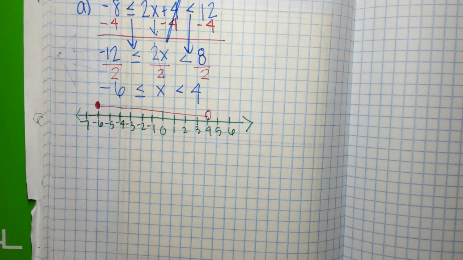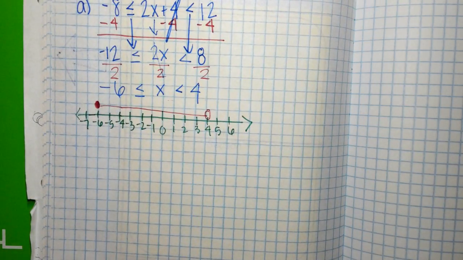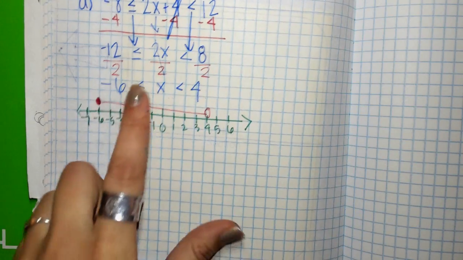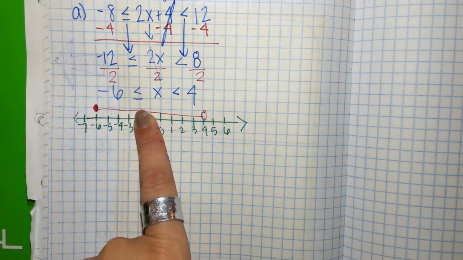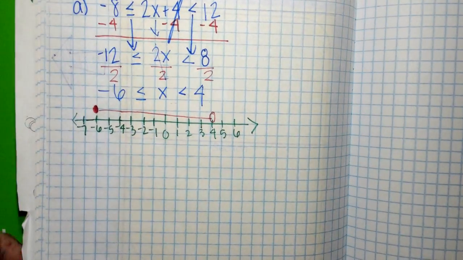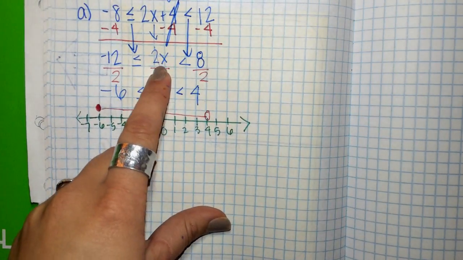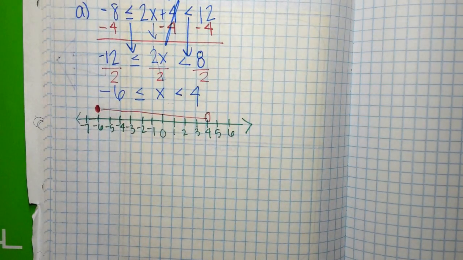Question. Did you have to flip any signs? Not that time. Why did we not flip that time? We didn't multiply or divide by a negative. So we divided by a positive 2, so we didn't flip anything. So if this was a negative 2, we would flip. Yes, if this 2 in the middle was negative, then we would flip.